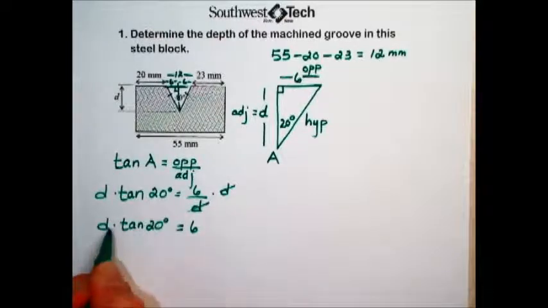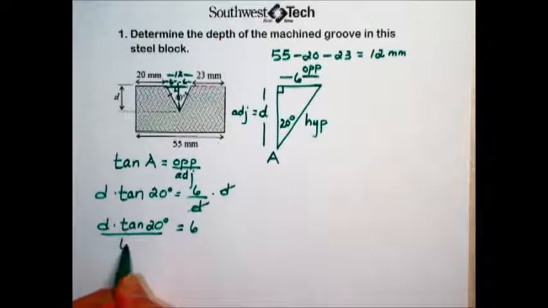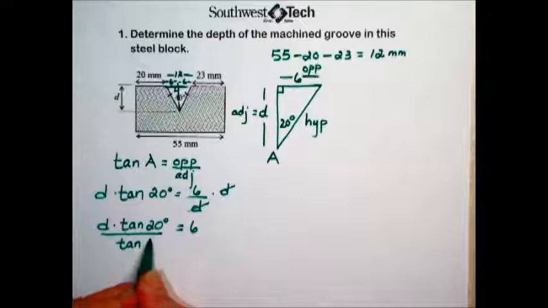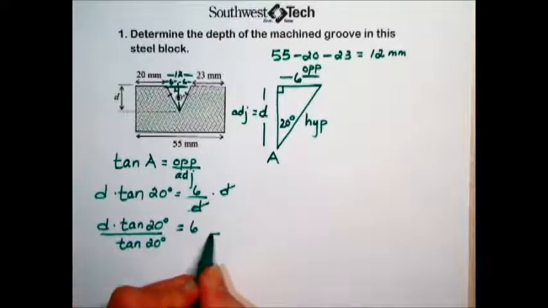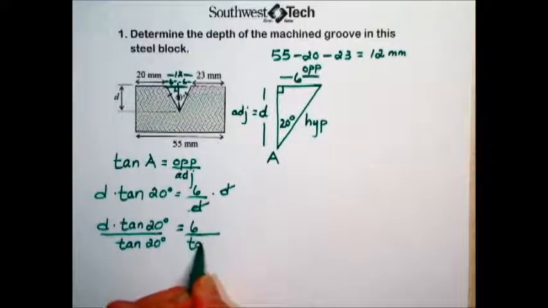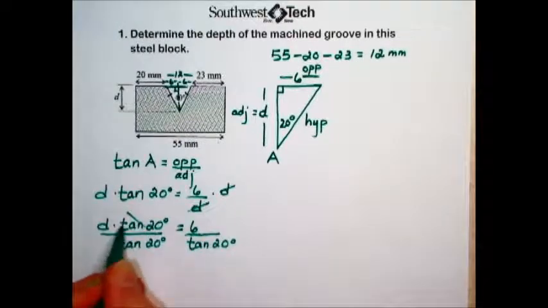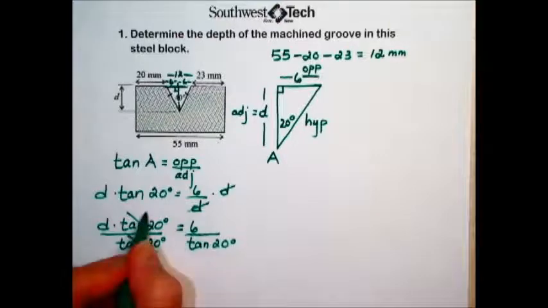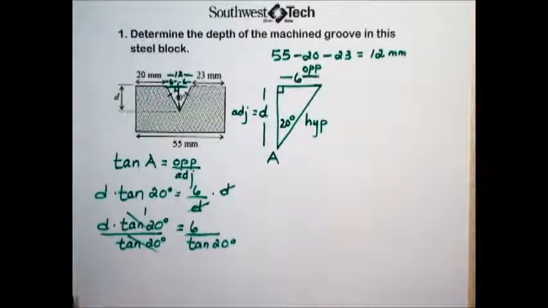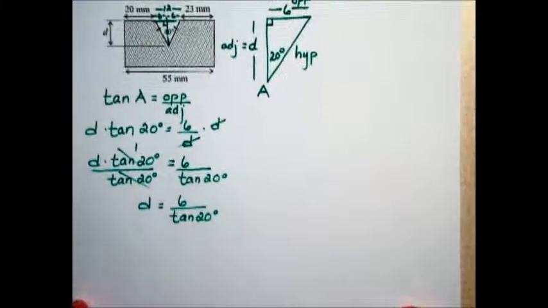Next, we want to get the variable by itself. It's being multiplied by the tangent of 20. So to undo multiplication, we will divide both sides by the tangent of 20 degrees. Tangent of 20 degrees and tangent of 20 degrees are the same thing. They cancel one another out, leaving d. And we will go to the calculator then to simplify the value that we have here and do the indicated division.